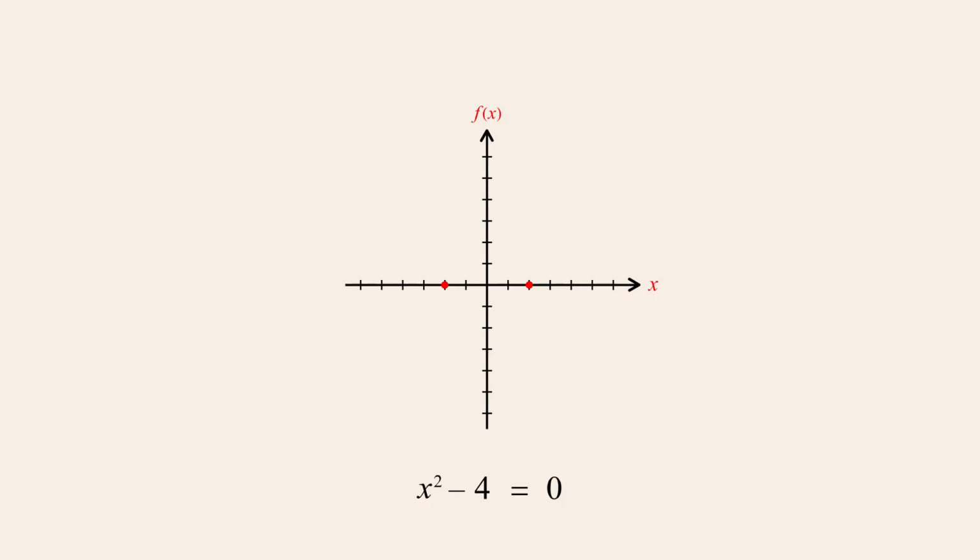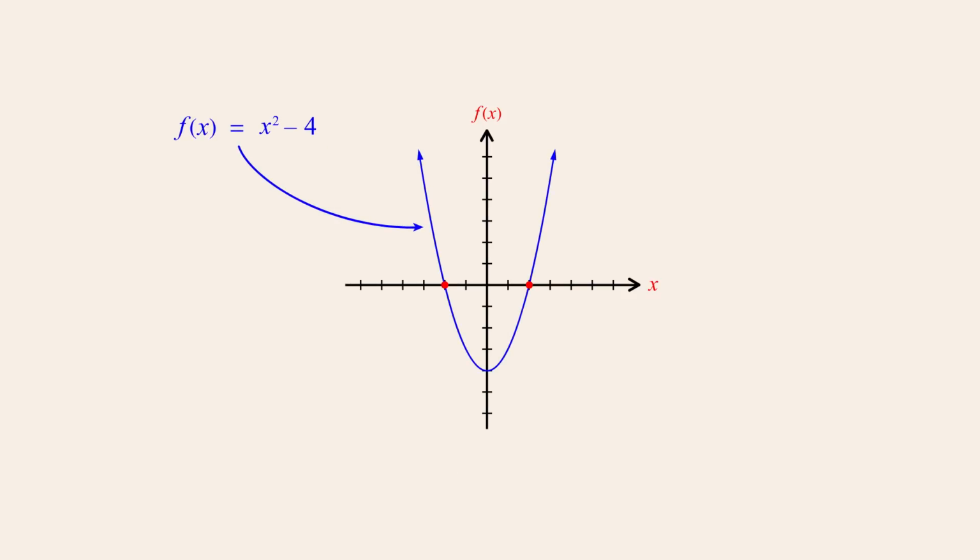So although the graph of the function x squared minus 4 is a parabola, the solutions to the quadratic equation are the 2 points where the parabola intersects the x-axis, also known as its x-intercepts. These points are called the zeros of the function.